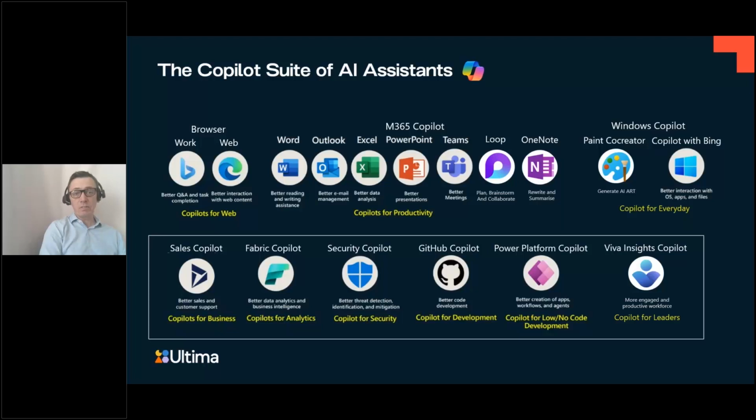Then you have the M365 Copilot suite. So this is Word, Outlook, Excel, PowerPoint, Teams, Loop, and OneNote. You've seen the demos that we've done previously in the other webinars, but these are all inside the M365 license that you buy for Microsoft 365 Copilot. The browser one, the work version of that, is part of the M365 Copilot license. The web version is part of your Microsoft 365 license, so E3, E5. You can turn it on right now if you want to, the web version, the secure version of GPT.